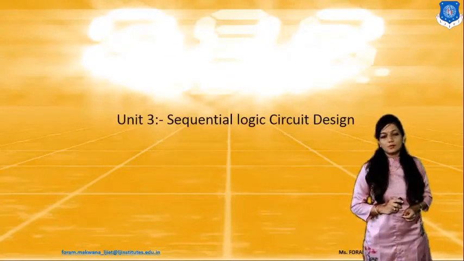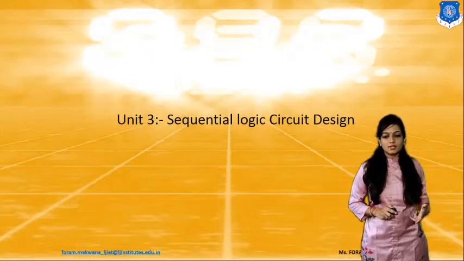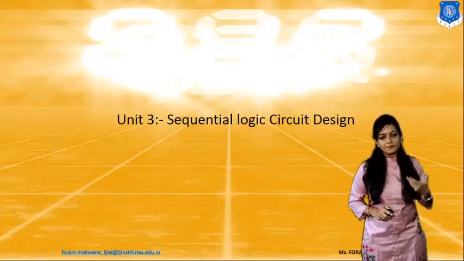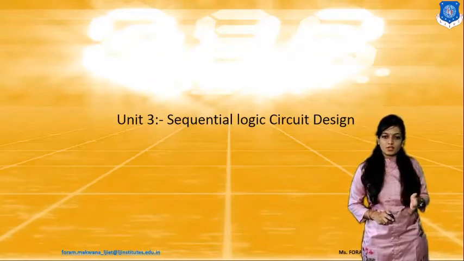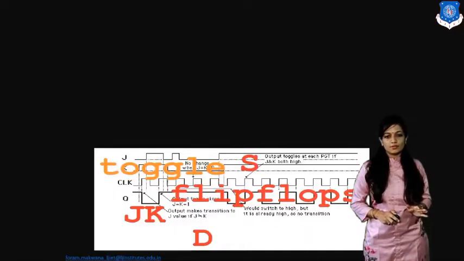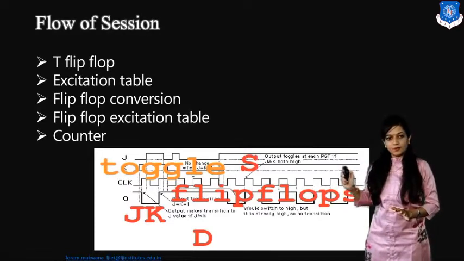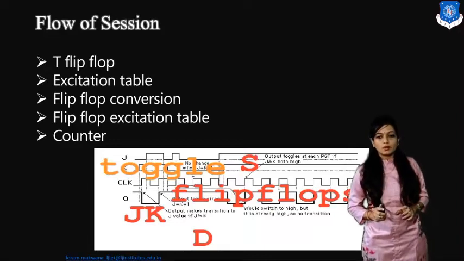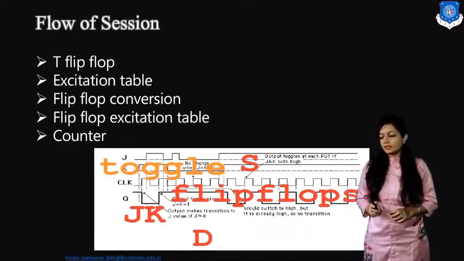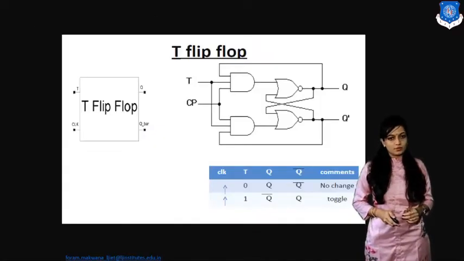We have started unit number 3, that is sequential logic circuit design. We studied in the last session what we mean by characteristic equation, characteristic table, and excitation table. In today's session, we are going to study the T flip-flop with its excitation table, how to convert from one flip-flop to another flip-flop, and the basic introduction of the counter.